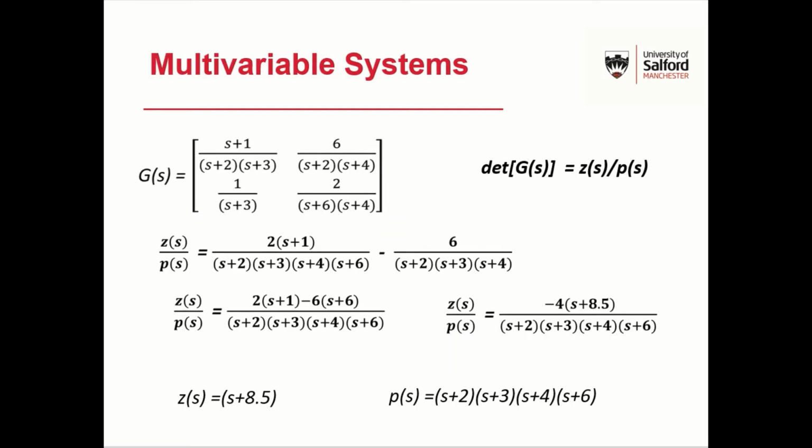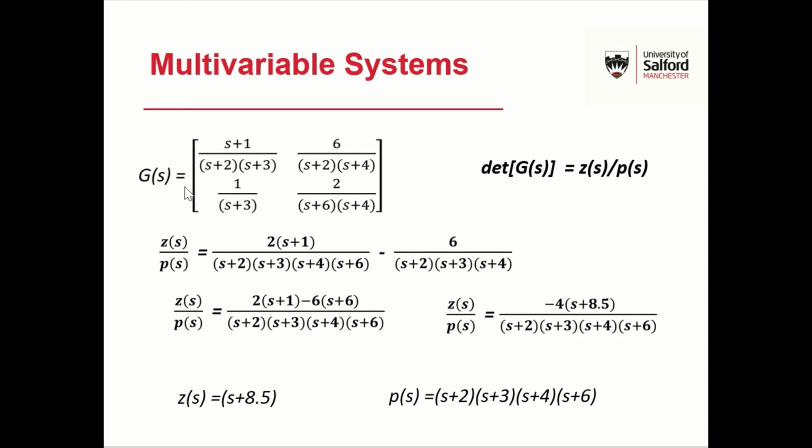So let's have a look at an example now. Here we've got a multivariable transfer function matrix, and we want to work out the poles and the zeros. Now the zeros are not these terms here. Some of these will form the poles, but not all of them are. So we've not got 1, 2, 3, 4, 5, 6, 7 poles probably in the system. We've got fewer poles than that. So if we work out now, we know the determinant of G(S) is Z(S) over P(S). So we say this times this minus that times that is equal to Z(S) over P(S). So Z(S) over P(S) is this times this, which is that term there, minus that times that, which gives us this. We can then rationalize this and then bring the terms together, factorize, and we get this term here.